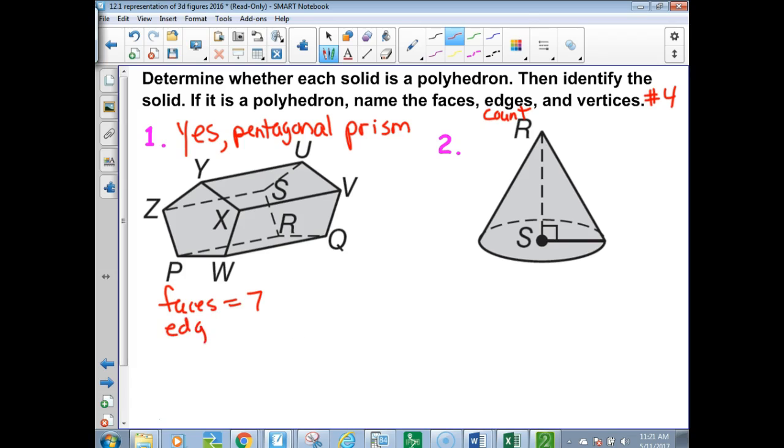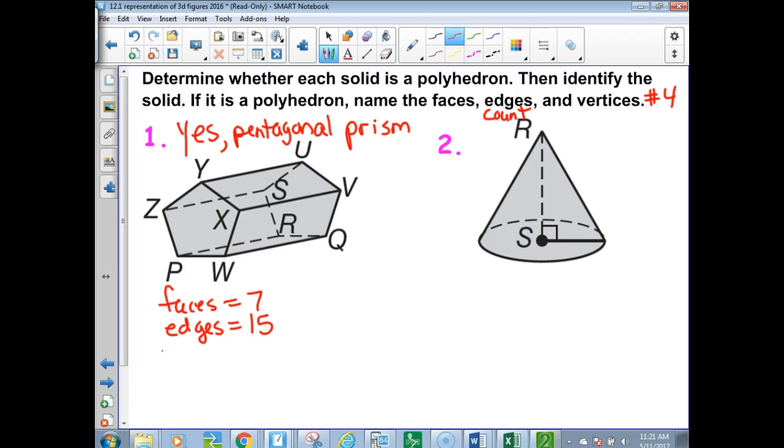Number of edges, we would have 5 on the front, all those segments, 5 on the back. So I'm at 10 already. And then we're going to have 1, 2, 3, 4, 5 going around. So we got 5 plus 5 plus 5, which is 15 edges.